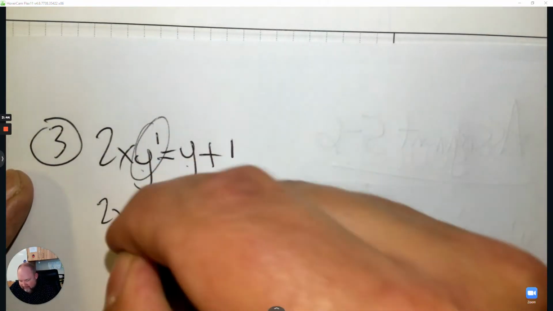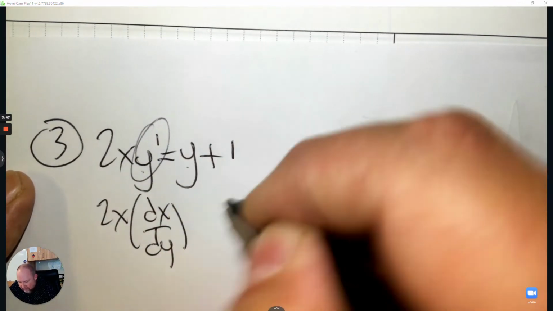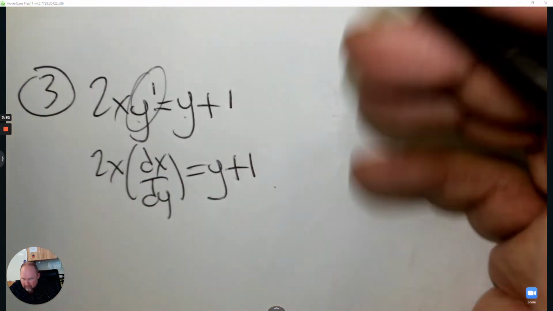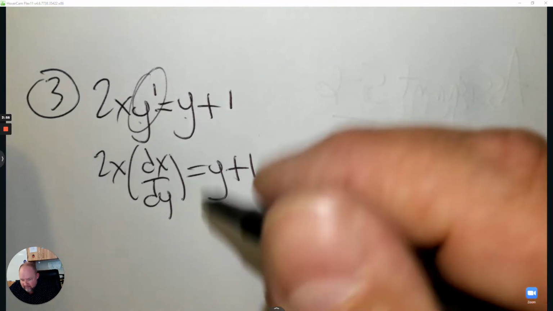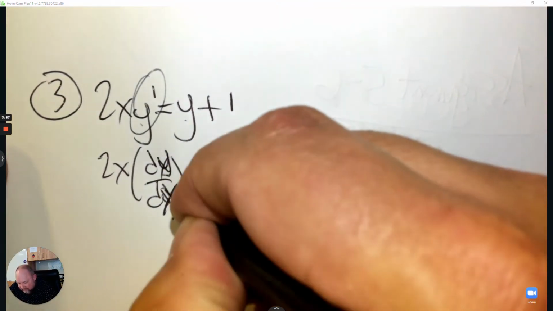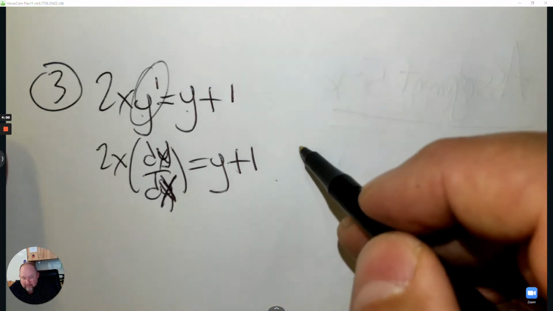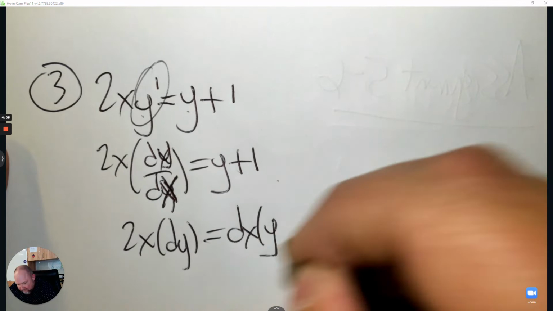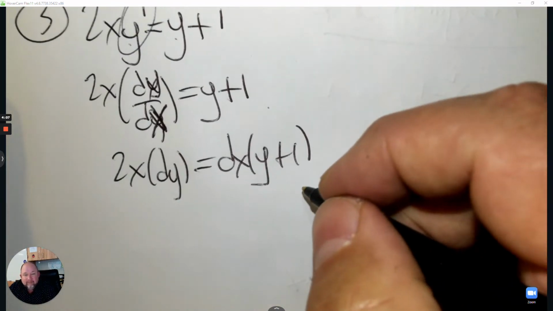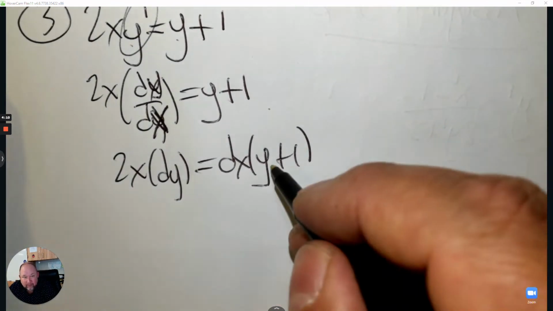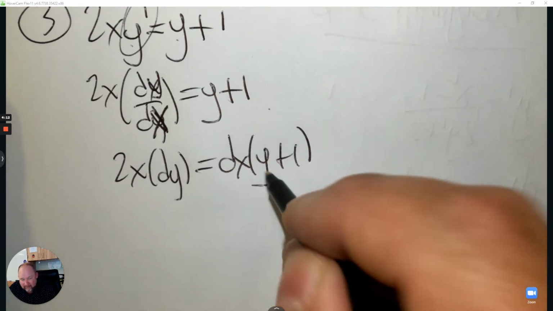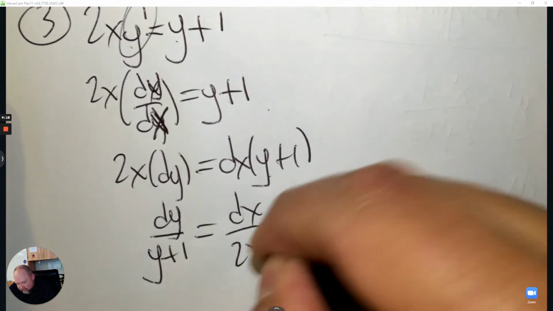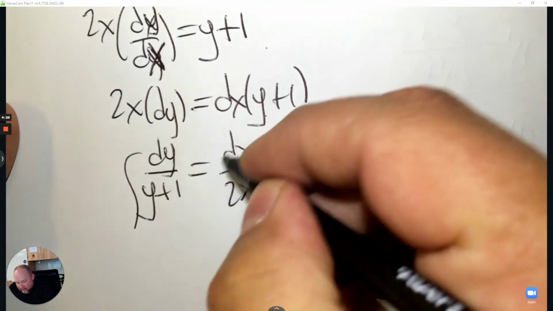Step 1, change that to dy by dx. You know that you should only watch this until you need it. And then when you want to try the next step, press pause. So how did I write this? dy by dx. All right, so multiply by dx. And then I need to separate the variables. So I'm going to divide by 2x and divide by y plus 1. And then I'm going to integrate both sides.